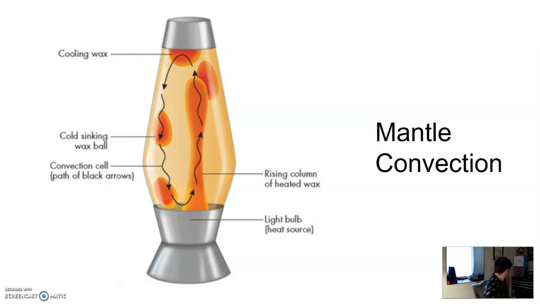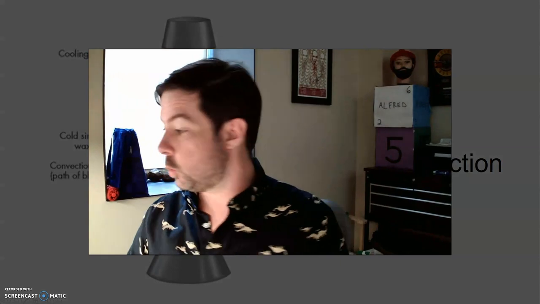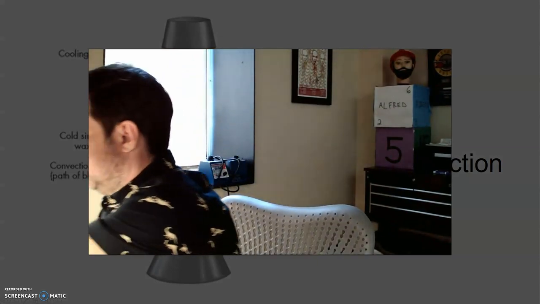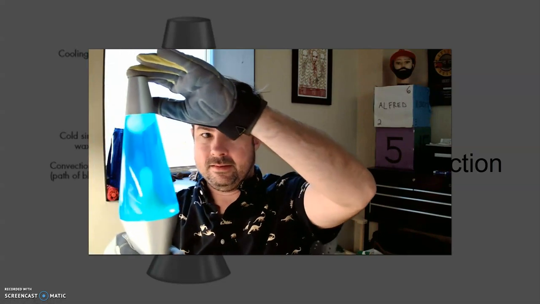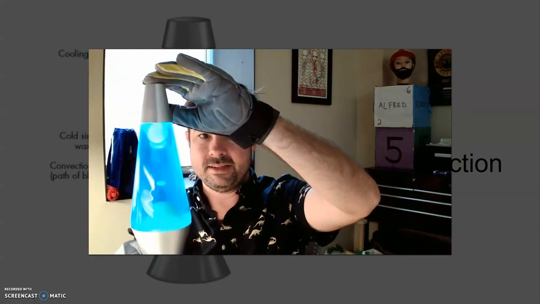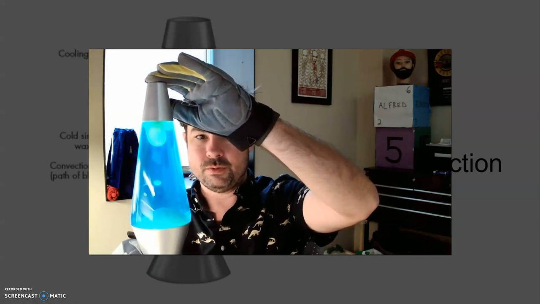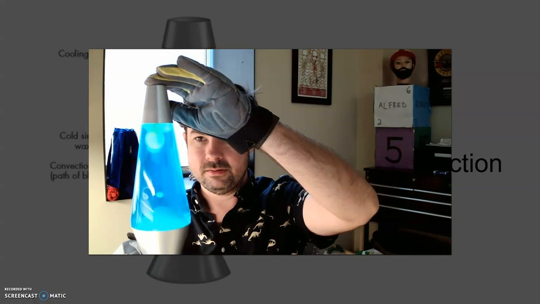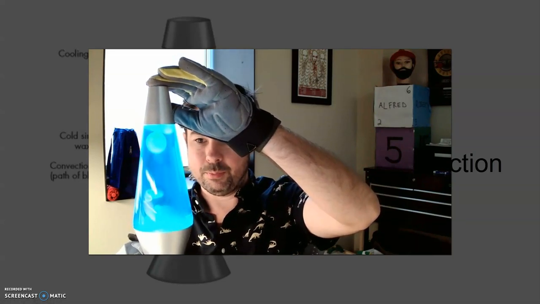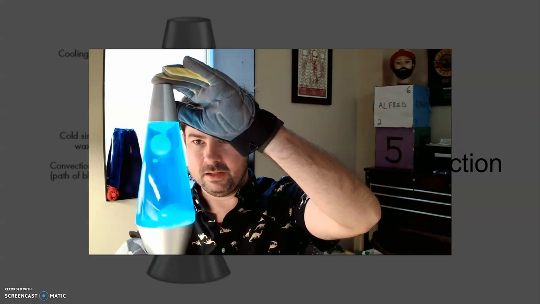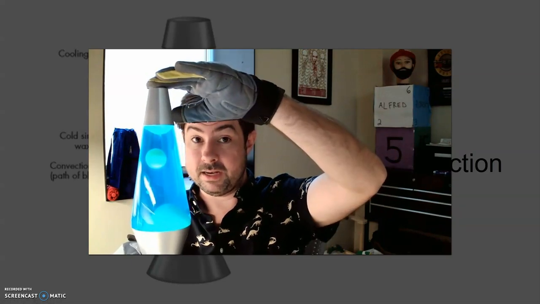Let me put some gloves on and see what we've got going on here. I have a lava lamp. It's just a little warm, so let me see here. Okay, so you can see the hot material rising. As it gets further away from that heat source, it begins to cool down, and what happens when it cools down? It begins to sink. And that process starts all over again. As it gets closer back down to the bottom of the lava lamp, that heat source, it heats up.